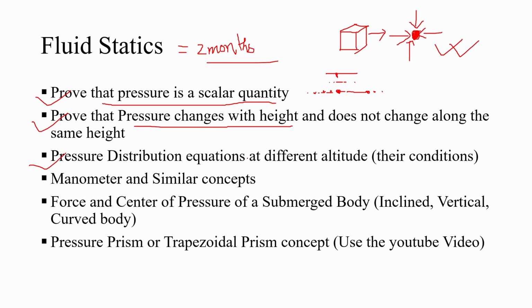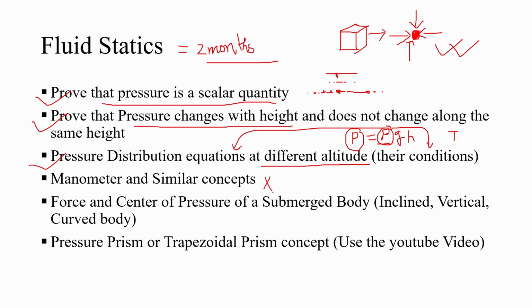Pressure distribution equations at different altitudes. That means we have different kinds of equations like P = rho g h. This is where rho is constant, right? So if rho is not constant, what is going to happen? Those conditions you need to know, and the equations you need to know. If the temperature varies, what will happen to P? If it's an ideal gas, what will happen to P? This kind of stuff I think you need to know before you appear in the exam.